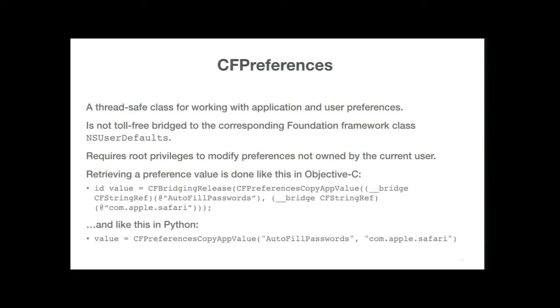CFPreferences is a thread-safe class for working with application and user preferences. It's not toll-free bridged to NSUserDefaults, which is the corresponding Objective-C framework. If you were to want to modify preferences not owned by the current user, you would need to be executing that as the root user. And then here's just a quick demo of how you would retrieve a preference value in Objective-C and in Python. So in this case, obviously, there are fewer characters in the Python example, less verbose.